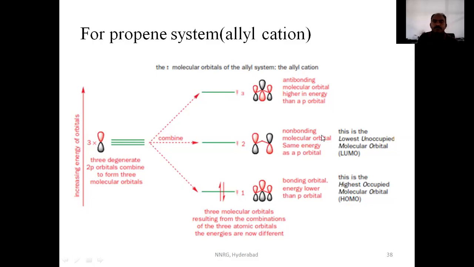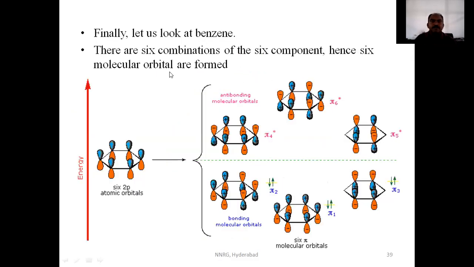Because when you come to the benzene structure, it is a replicate, the double of this propene system. In the benzene structure, finally there are six combinations that take place, because you have six p orbitals present in the benzene structure. There is a chance of interaction, a chance of overlapping between these two p orbitals. So there is a probability of formation of six molecular orbitals.